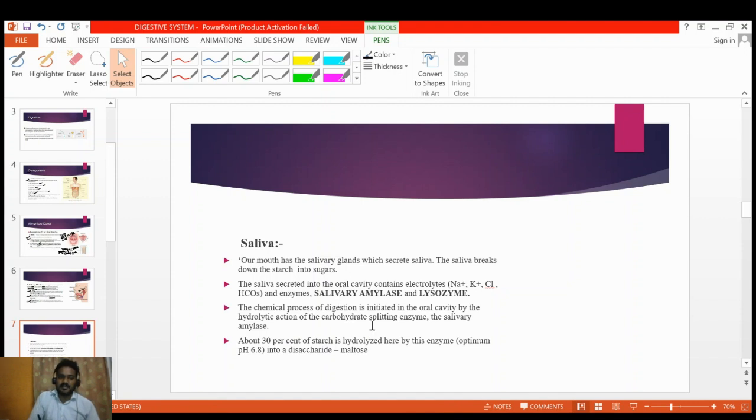And what is exactly formed after digestion is simply maltose. This maltose sugar is exactly formed after digestion of starch. So we can simply observe that the starch finally changes into maltose, or we can say about 30% of the starch is changed with the help of salivary amylase.